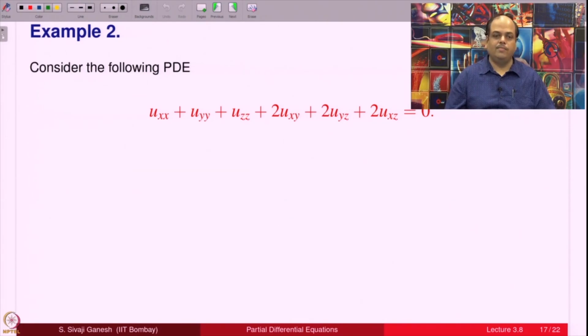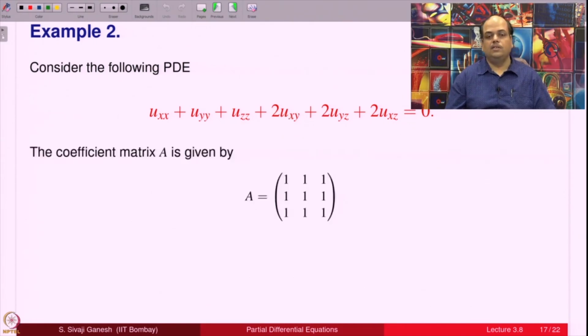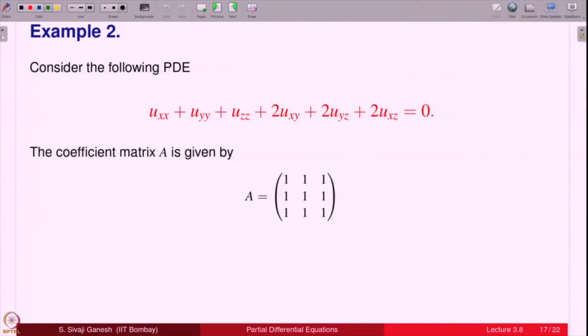Now, let us look at an example and determine its type: u_xx plus u_yy plus u_zz plus 2u_xy plus 2u_yz plus 2u_xz equal to 0. So, what is the matrix here? The diagonal entries are 1, 1, 1 and the off-diagonal entries are also 1, 1, 1. This is the coefficient matrix and we have to ask what the eigenvalues are. This is a very well known matrix by now, everybody knows its eigenvalues. This matrix is clearly singular.